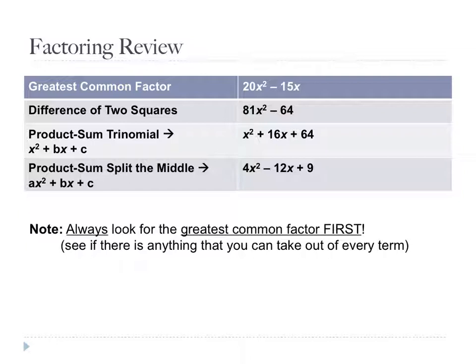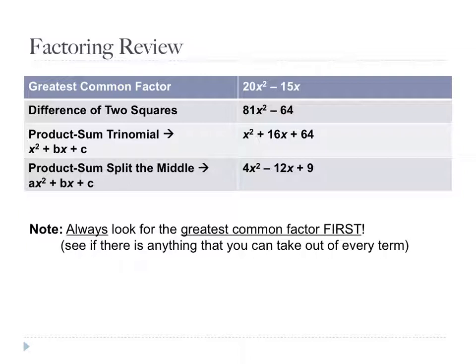We've done 4 main types of factoring. We've done the greatest common factor, which is that first example there. We've done the difference of two squares. We've factored product sum trinomials and product sum split the middle. So we're going to do examples like all 4 of those today, and then you're going to do a few on your own. You should be taking notes along with me.